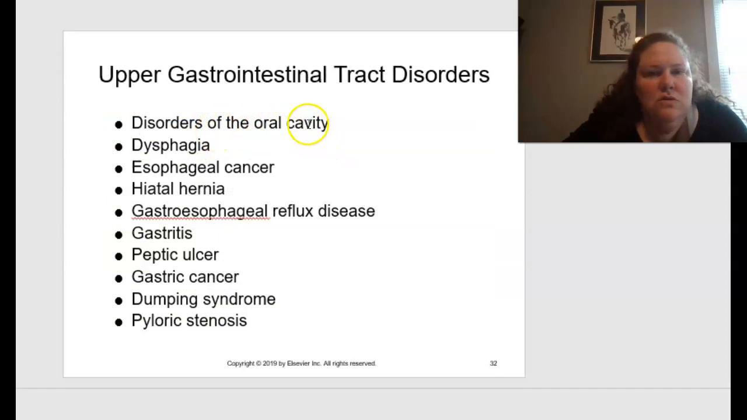So moving on to upper GI tract disorders, you can have disorders of the oral cavity, dysphagia, esophageal cancer, hiatal hernias, gastroesophageal reflux disease, gastritis, peptic ulcers, gastric ulcers, dumping syndromes, as well as pyloric stenosis. So there can be a lot of things that can go wrong.